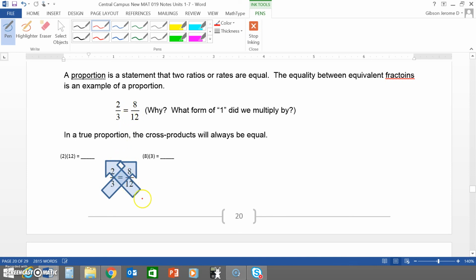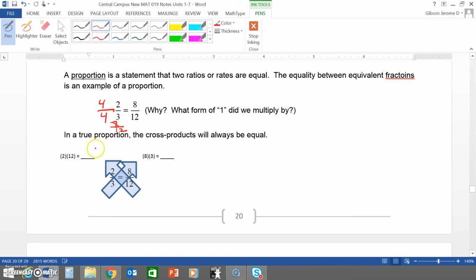Now, we can do the cross multiplication here. And in a true proportion, the cross products will always be equal. But let's concentrate on this first. To get this denominator to be 12, we will have to multiply this denominator by 4, and we also must multiply the numerator by 4. And that would give us 8 over 12. And as we see, these two are equivalent.